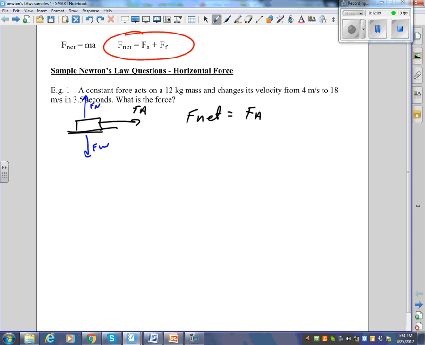We'll get to that. Okay, so we know that F net is equal to MA. Do I have the mass? I do. Do I have the acceleration? I do not. It changed its velocity from 4 to 18. So the 4 is the VI, the initial, and the 18 is the VF, and our time is 3.5 seconds. Can I get the acceleration from the VI, the VF, and the T?